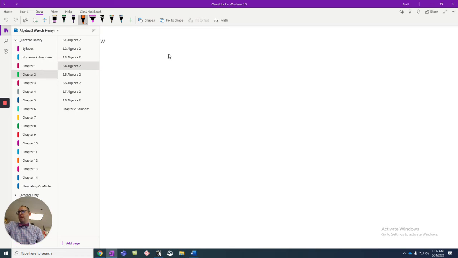Hey, so today we're working in 2.4, and in 2.4 our focus is on being able to take data and turn it into the equation of a line. Our main goal is to always end up with y equals mx plus b. Now, if we have the right information, this is going to be very, very simple. And the first part of your assignment will have that information.